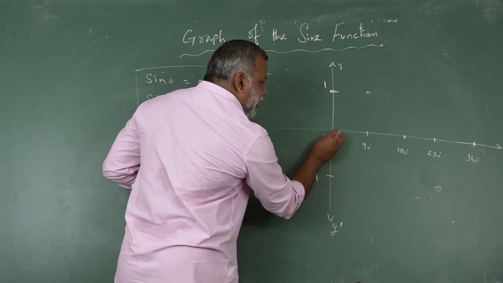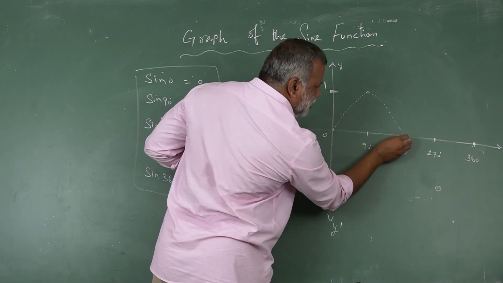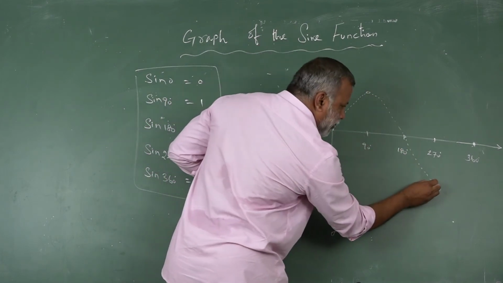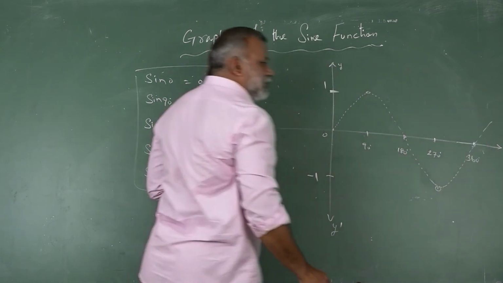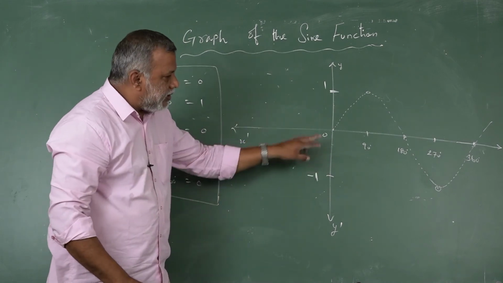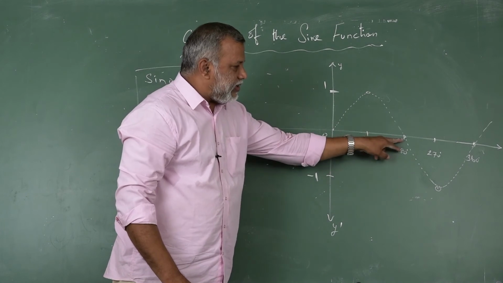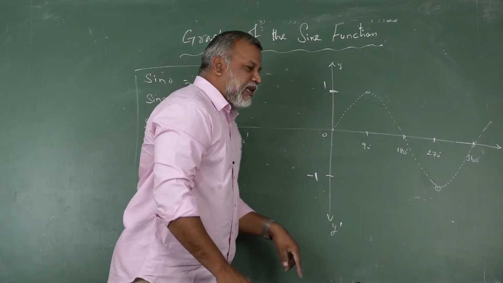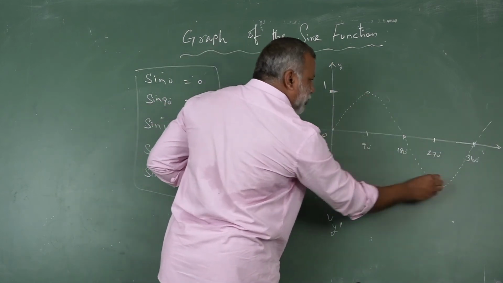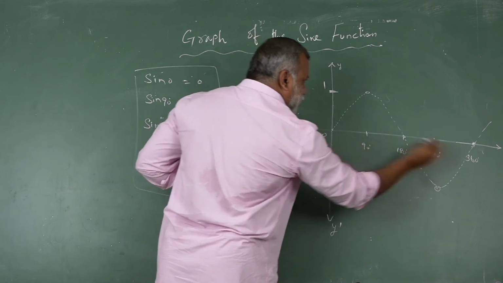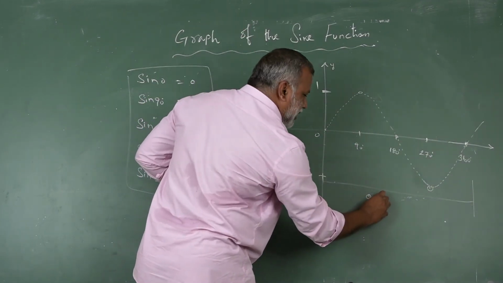So now I can join all these points like this. Draw a graph. 0, then 90 takes 1, again 180 takes 0 here, 270 takes minus 1, again 360 takes 0. This is one complete curve, that means one portion from 0 to 360. From this we are taking, this is one cycle.